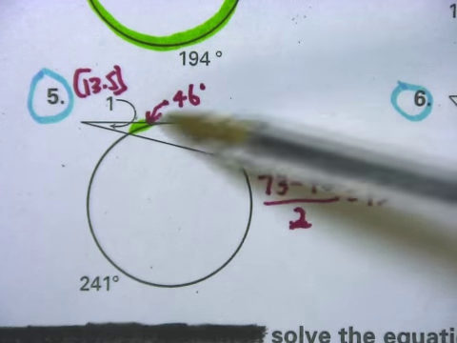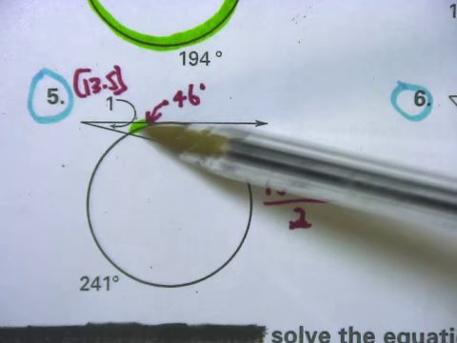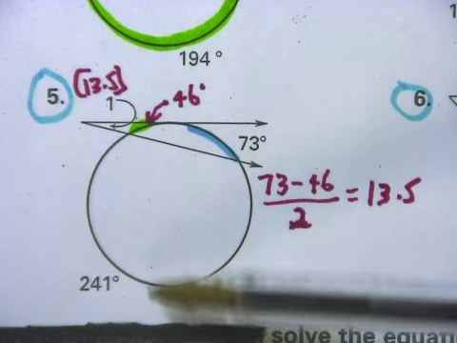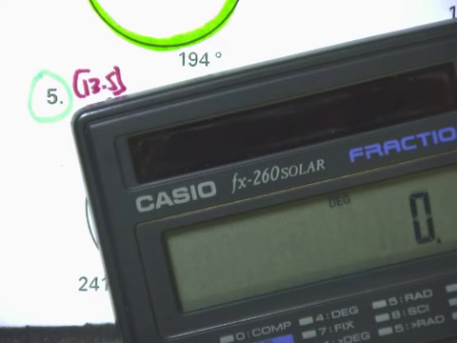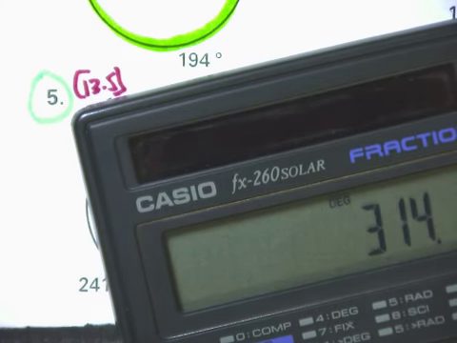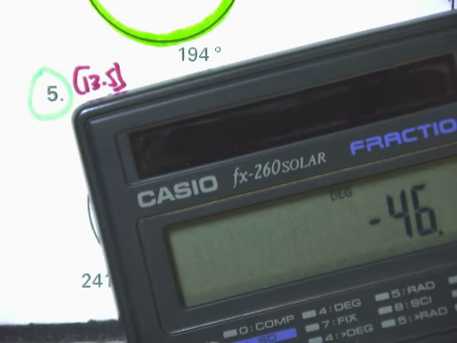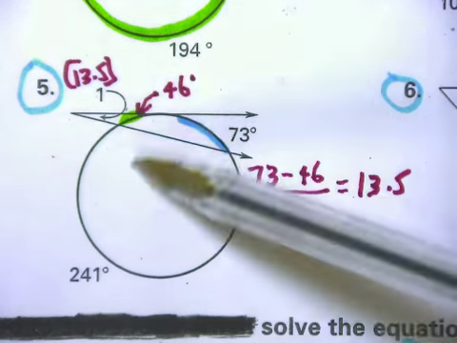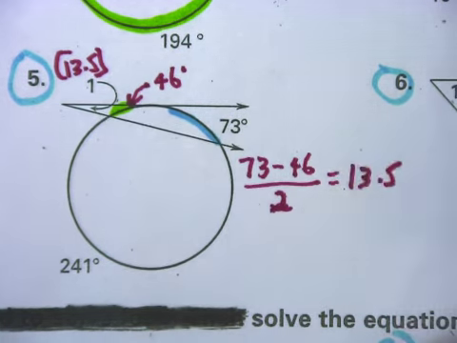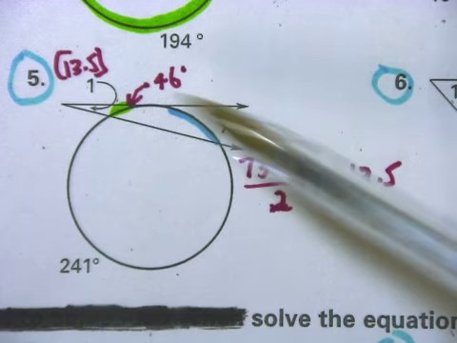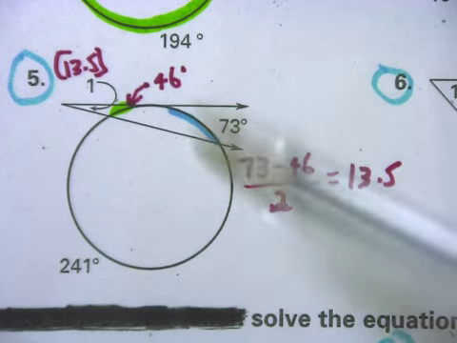Question number 5. Again, they tell me that this arc here is 241, this arc here is 73. Notice that these are the two arcs between the two lines, so I need to know how big this is here. How do I find that? Well, I add these two together and subtract it from 360. So 241 plus 73 is 314. I've used up 314 degrees out of the circle, so 360 minus 314 is going to give me 46. So I know that this little arc right here is 46 degrees.